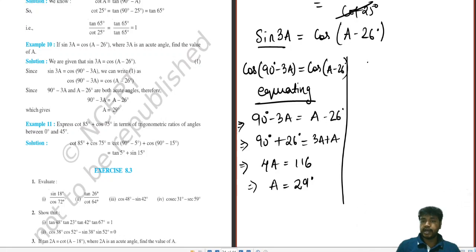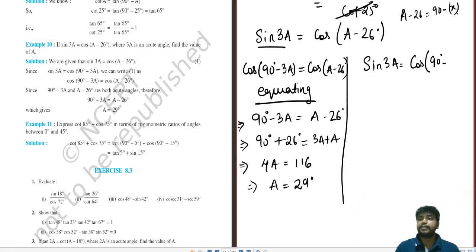Now I will take a different method. I will keep sine intact and I will invert cos. Let's see which is easier. Now, to keep it 90 minus, we have to do a calculation. A minus 26 should remain, so 90 minus what? This would be your concept. To keep it a minus 26, we have to do 90 minus something. That something we have to calculate. So x will be 90 plus 26 minus a.